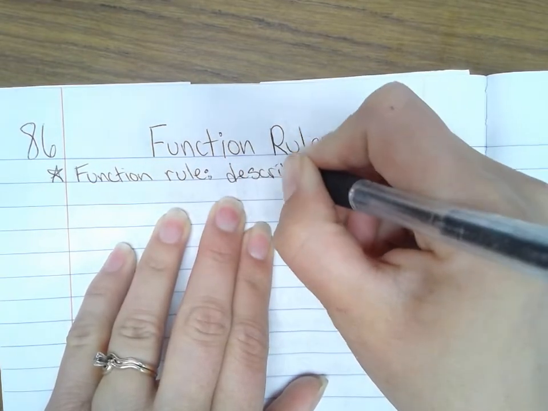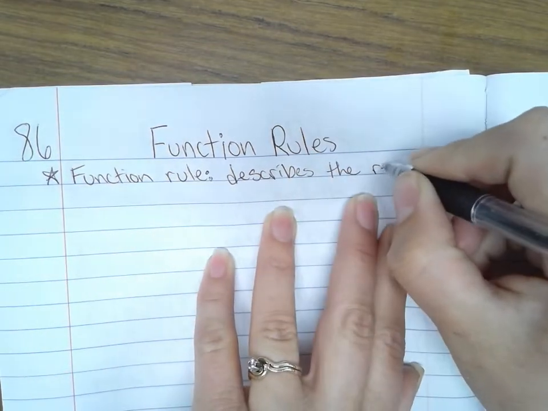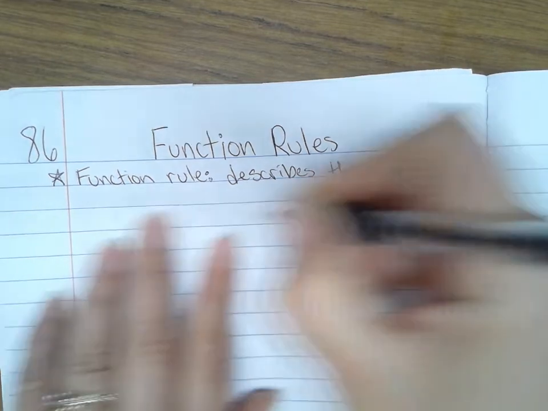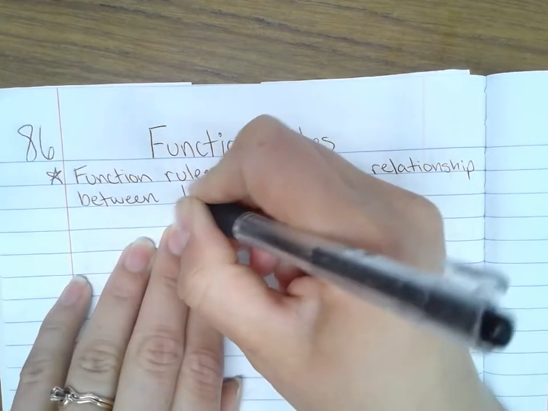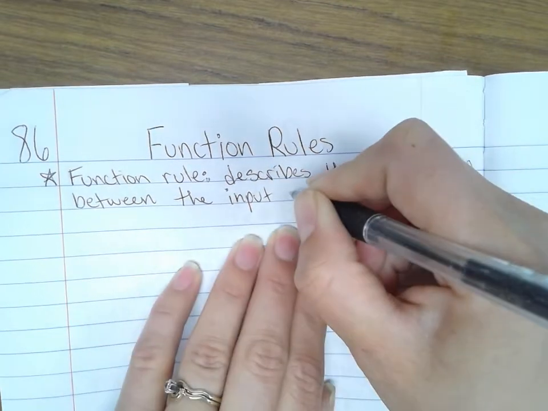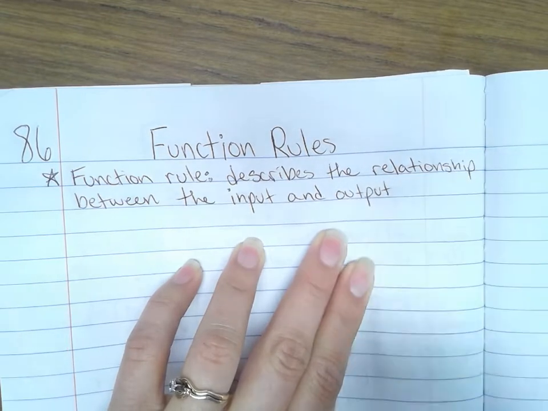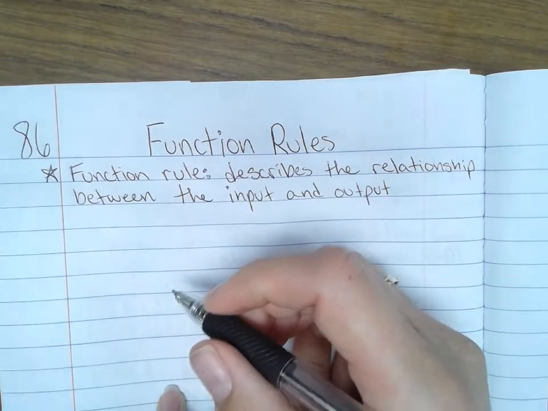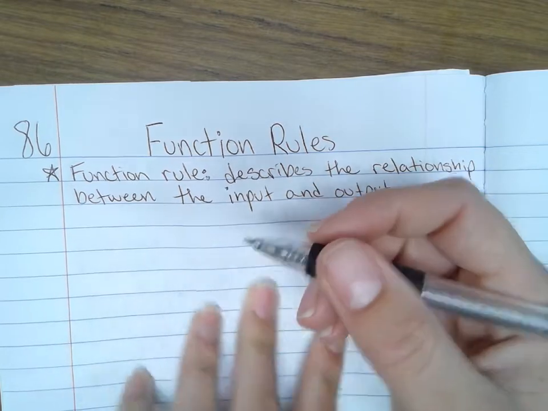Describes the relationship between the input and output. Okay, so when we have a function rule, it's going to be an equation, and it's going to have your input and your output in it, and you're going to say what's happening.